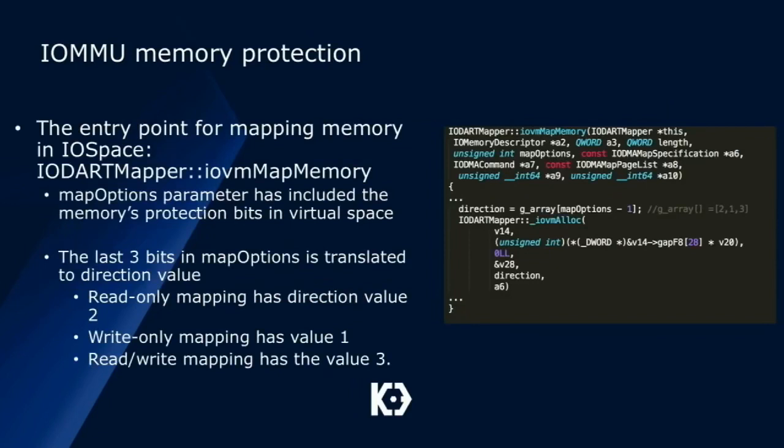The IOVM map memory function is the entry point for mapping memory in IO space, among which the map options parameter includes the memory's protection bits in the virtual space. Here, the last 3 bits in the map options are translated to a direction value visible to the IOMMU. For read-only mappings, it has the direction value 2, the write-only mapping has the value 1, and the read and write mapping has the value 3. We only need to remember this.